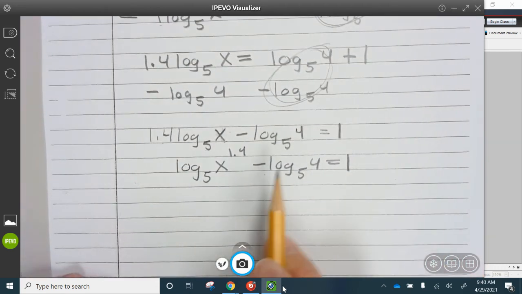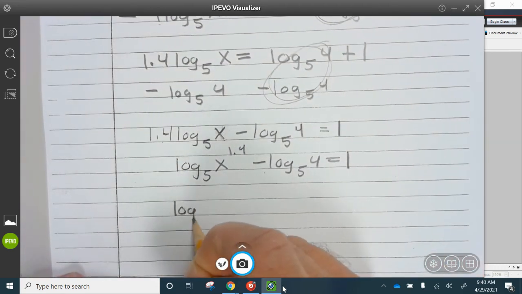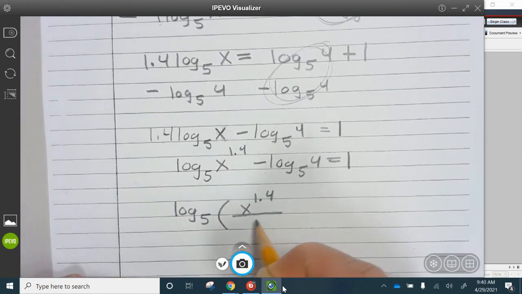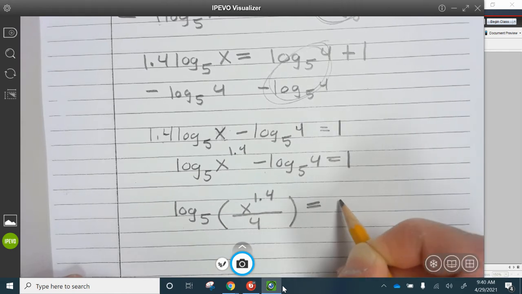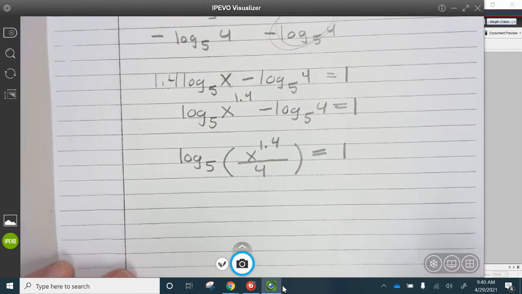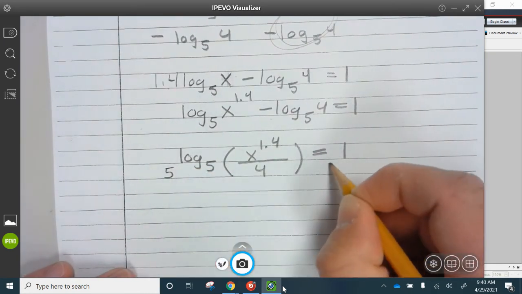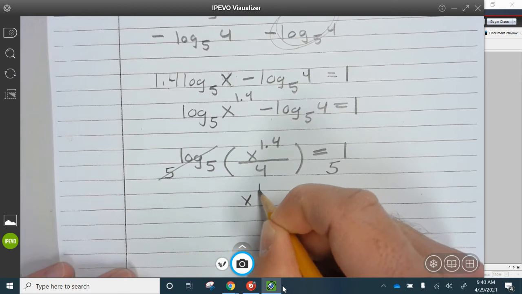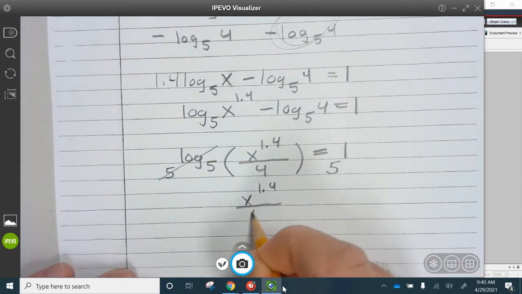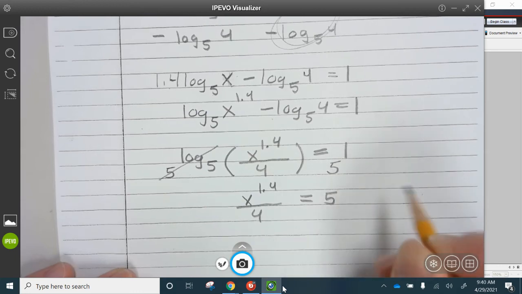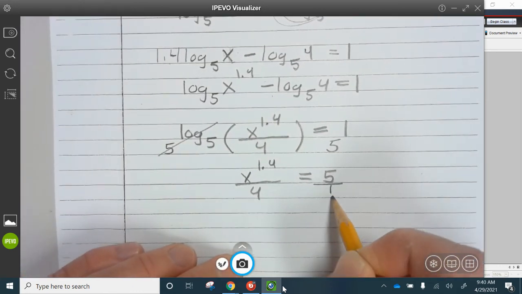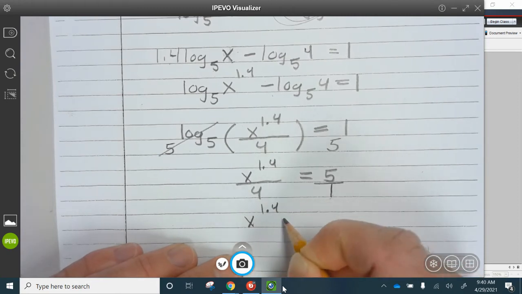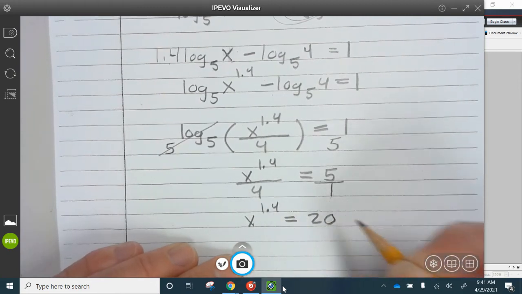Now, when you subtract, you divide. So this becomes log base 5 of x to the 1.4 divided by 4 equals 1. Okay, we're going to raise these both to the base of 5. That cancels, and you're left with x to the 1.4 divided by 4 equals 5. We're going to cross multiply. This times 1 is x to the 1.4 equals 4 times 5, which is 20.